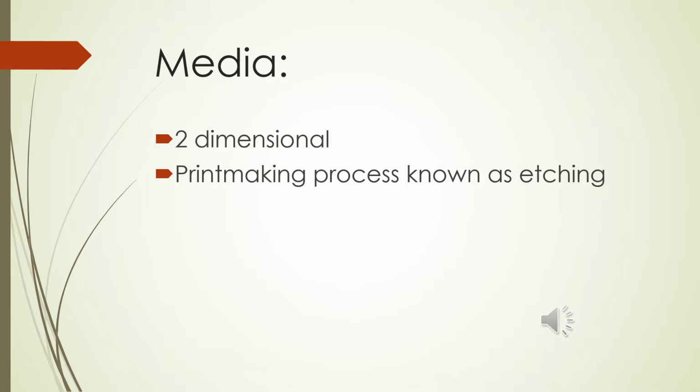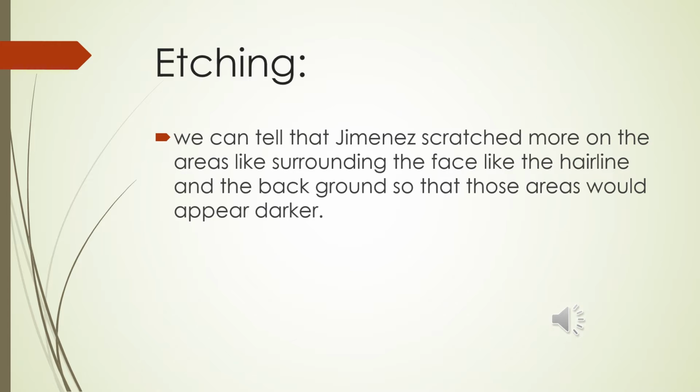The media that he used is two-dimensional. He used a printmaking process known as etching, which is when an artist uses a metal plate covered in acid-resistant coating, and then he scratches on the design. When he was doing this, you can tell that Jimenez scratched more on the areas surrounding the face and the hairline and in the background so that those areas would appear darker.